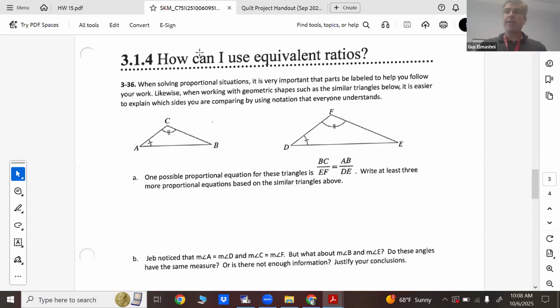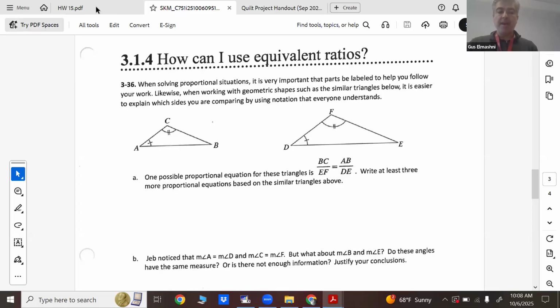When you're saying that two angles are the same, you mark the angle with a little mark. A and D have one mark, C and F have two marks, and so forth. And of course, if A is the same as D, and C is the same as F, naturally B has to be the same as E. It just has to be, because you only have so much room left in the triangle. So when this happens, we can also say the corresponding sides are proportional.